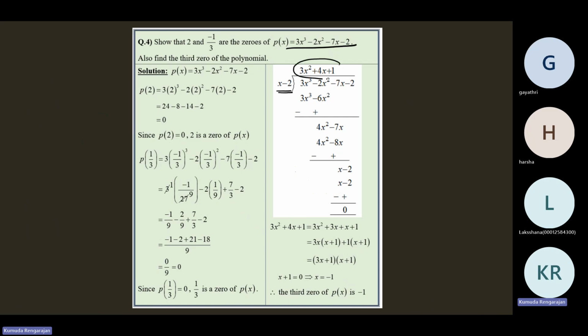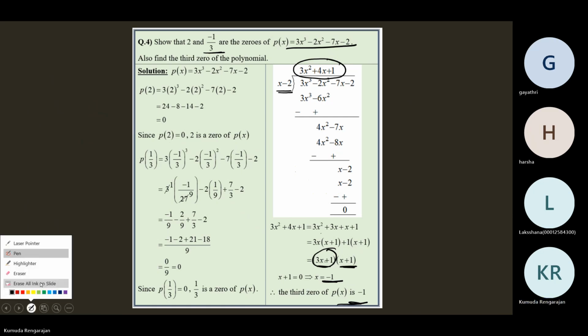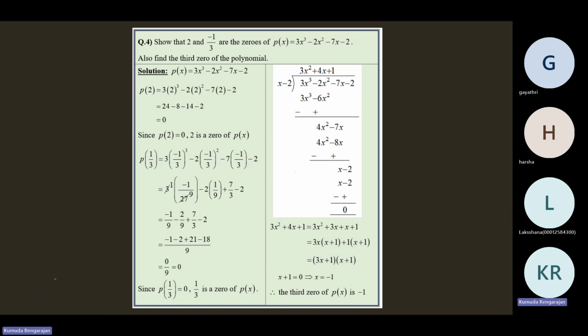So the remaining 2 factors are here. For that, to decompose and get the 2 factors, you'll have to split the middle term. You get the 2 factors. We are not equating this to 0 because when you equate this to 0, you will get minus 1 by 3. That's why we are equating this one to 0 to get the new 0, minus 1. So third 0 is minus 1. All right.